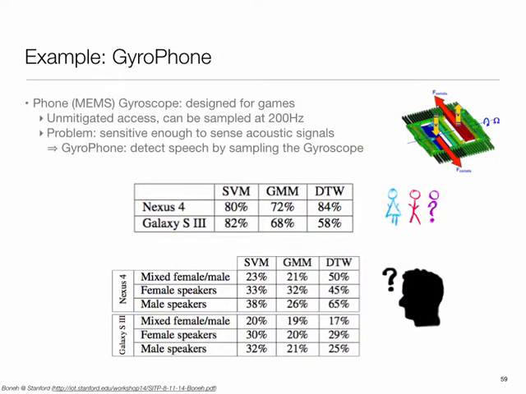Gyrophone. This is pretty cool work out of Stanford. So, gyroscopes on your phone. What do gyroscopes do? Angular velocity, exactly. And then in turn you use it for other things. So it's fundamentally measuring angular velocity.